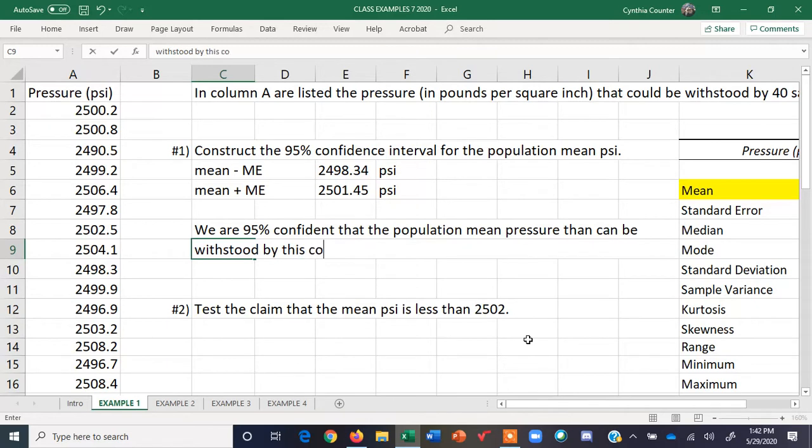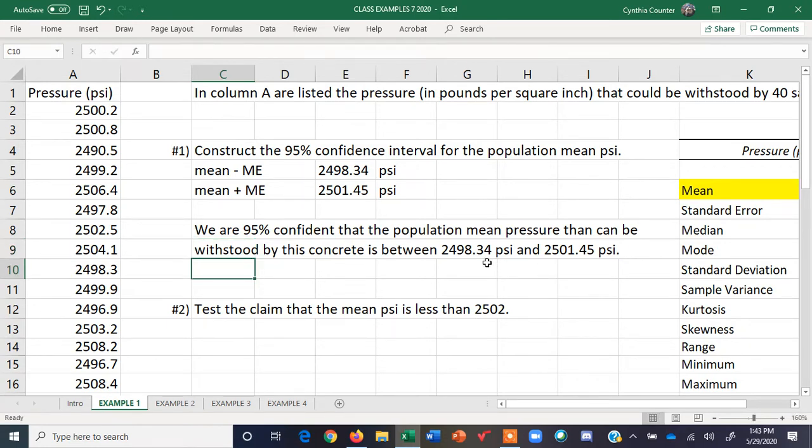withstood by this concrete. Remember, we're making a claim about the entire population, not just about the 40 samples. So that's why you don't see anything about the samples or the 40. It's about the population mean for this type of concrete. Is between 2498.34 psi and 2501.45 psi.